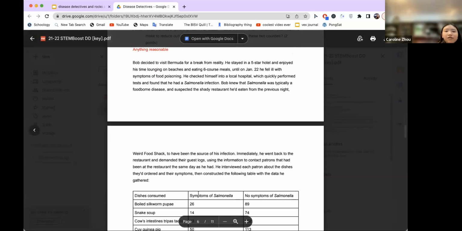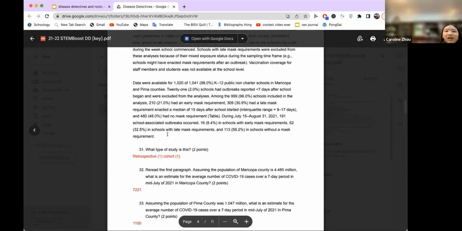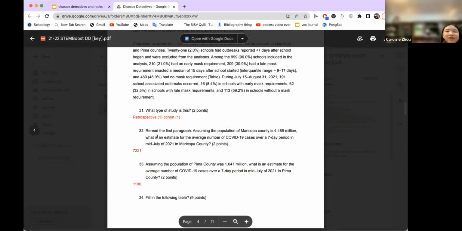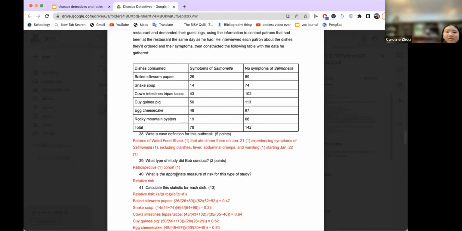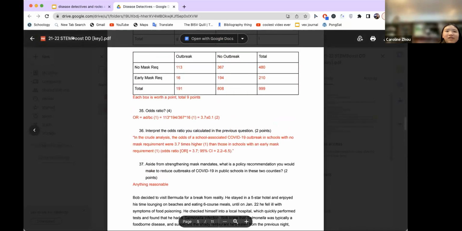And then they have another case here. Whereas this one was really long and specific, this one is a lot shorter, and I don't think it's real.